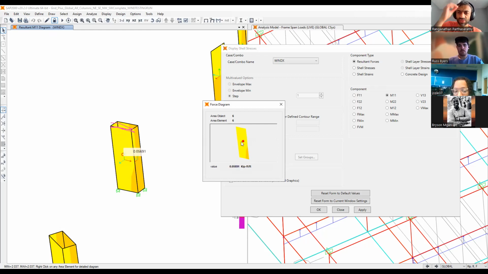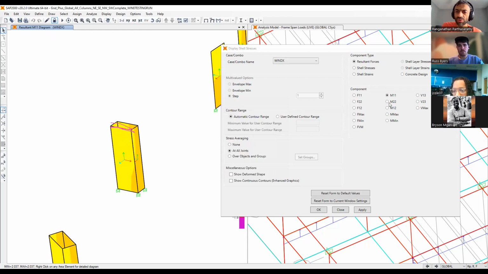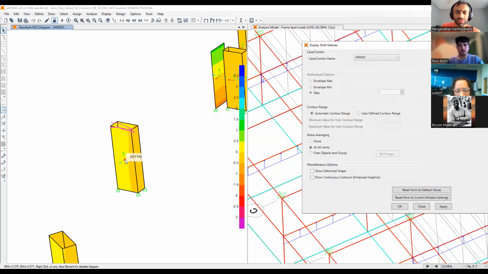Can you change to M22 once? M22 and apply. And the maximum was 3 point. Can you move this window once so that we can see the legend? Yeah, 3.5, -3. So you see that if you multiply by 30 feet, it's about 90 kip foot. So everything went to the shear wall. So that's good.